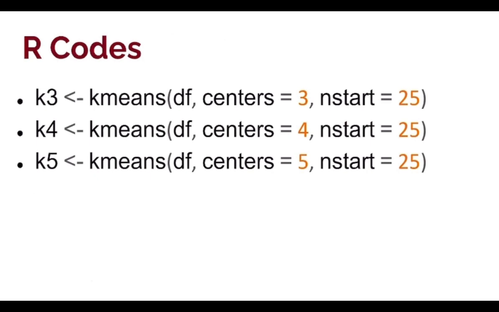I may not be able to know the number of clusters that works. I don't know whether it's going to be 2 or 3 or 4 or 5. What I can do is use the algorithm for 3 clusters, for 4, for 5, and take a look at the initial start. It's 25, 25.